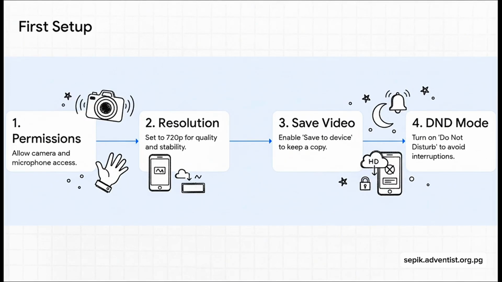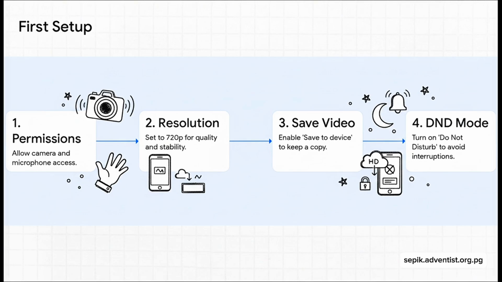Okay, once you're in the app, there are a few key settings that are gonna make a huge difference. First, make sure you give the app access to your camera and microphone. For resolution, I really recommend starting with 720p. It gives you a beautiful, crisp HD picture without being too demanding on your phone or your internet.